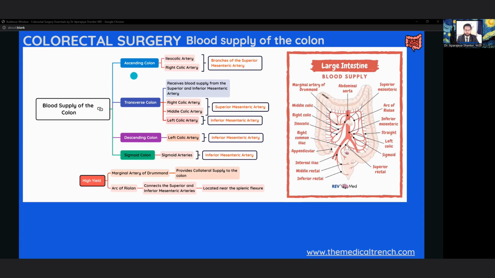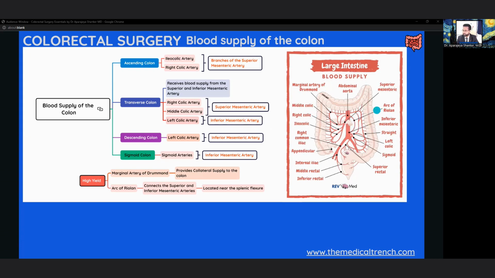And for us, the most important part when we look at the ascending colon is the ileocolic and the right colic arteries, right? Second is the transverse colon. And so the transverse colon, if you see it this way here, actually gets one branch from each of these. So right colic and the middle colic artery, and then something from the left colic artery. So the left colic artery, interestingly enough, actually is a branch from the inferior mesenteric artery.